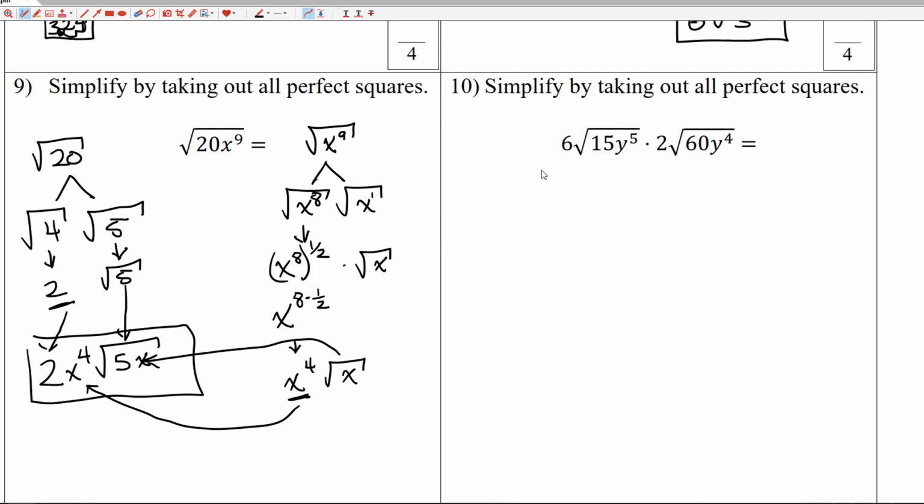Alright, our last problem on our practice quiz. Here we go. Oh man, we have things inside and outside. What is Mr. Snell doing to you guys?